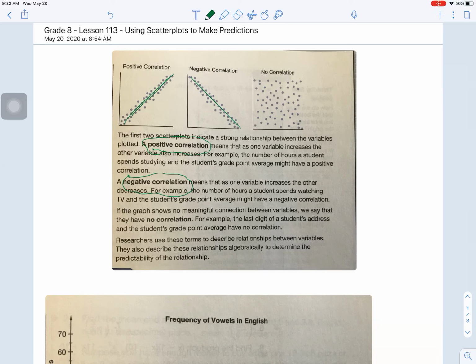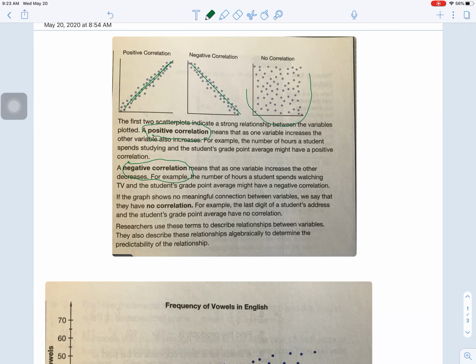Right here, you can see that there's no correlation in this one. The dots are all over the place. You can't predict it. Okay.